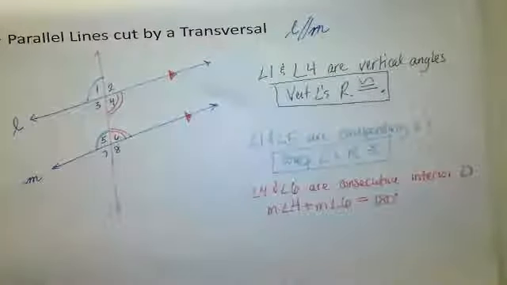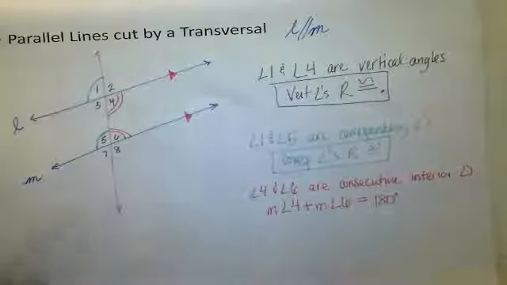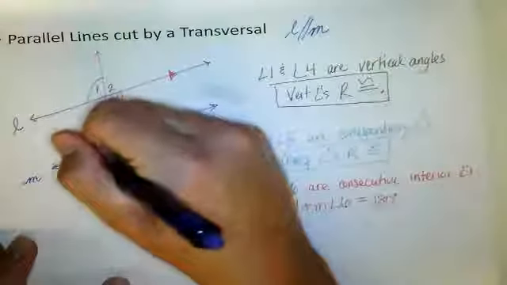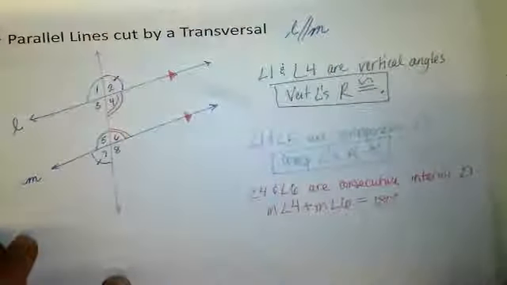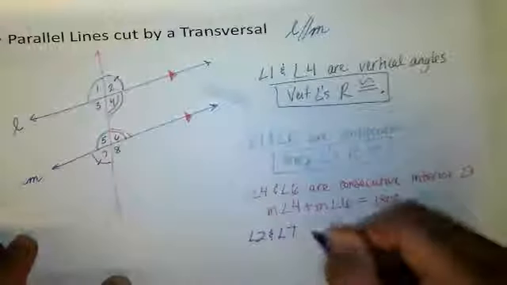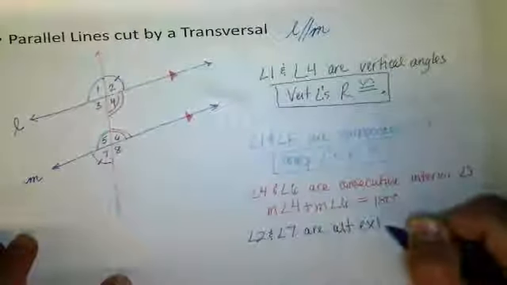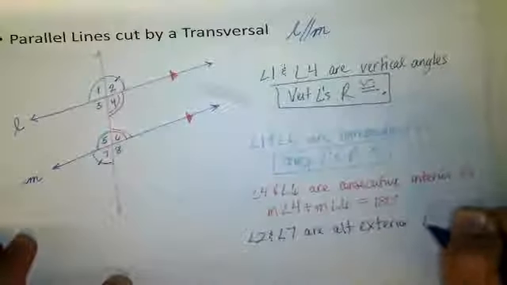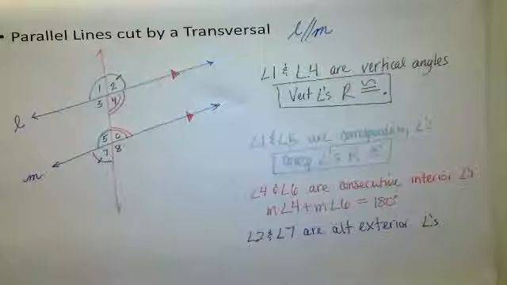There are all sorts of names, right? I'm not going through all of them, but I just want to remind some of us. So what about here? Angle 2 and angle 7. Very good. They are alternate exterior angles. What do you know about alternate exterior angles?